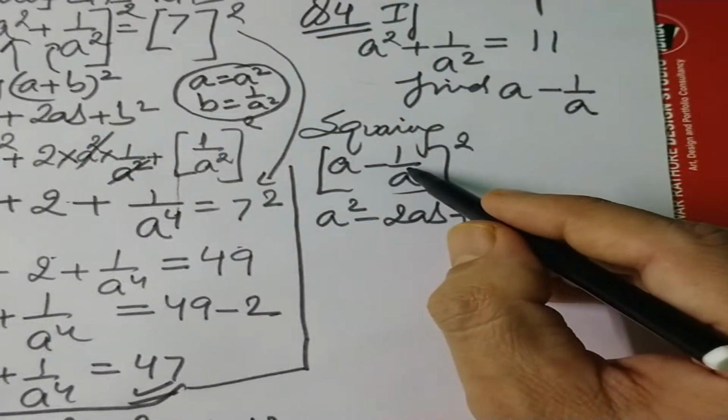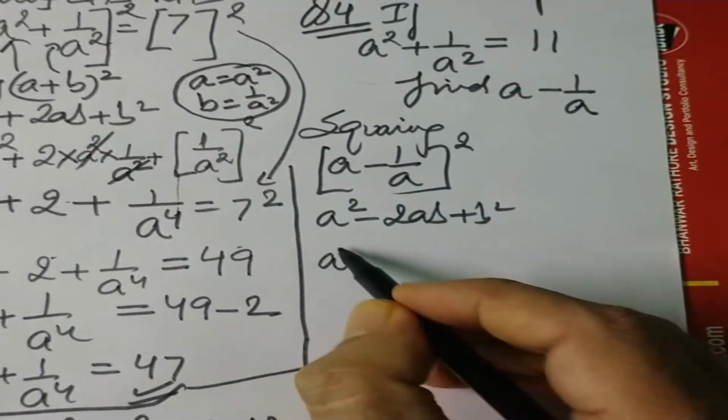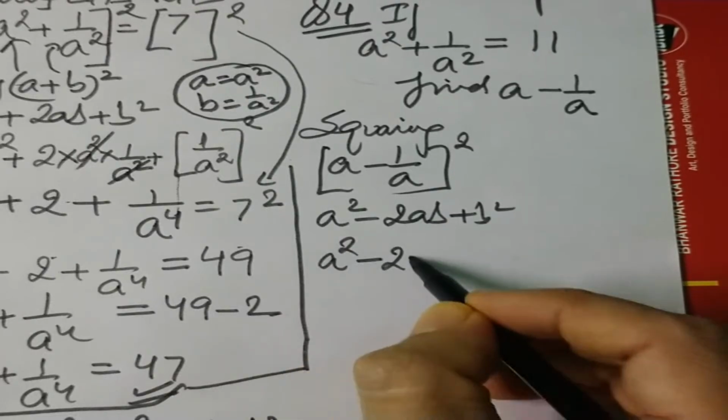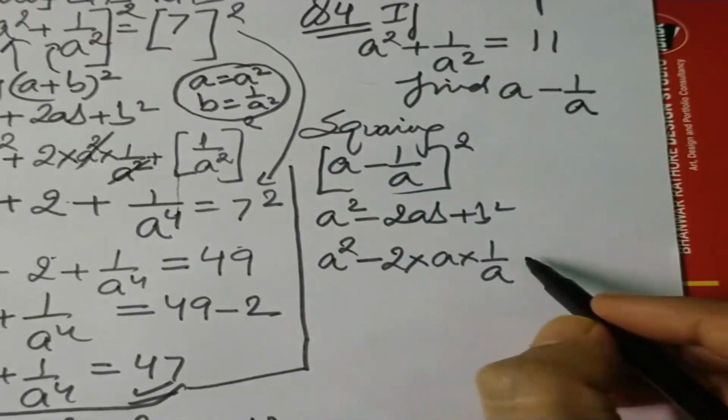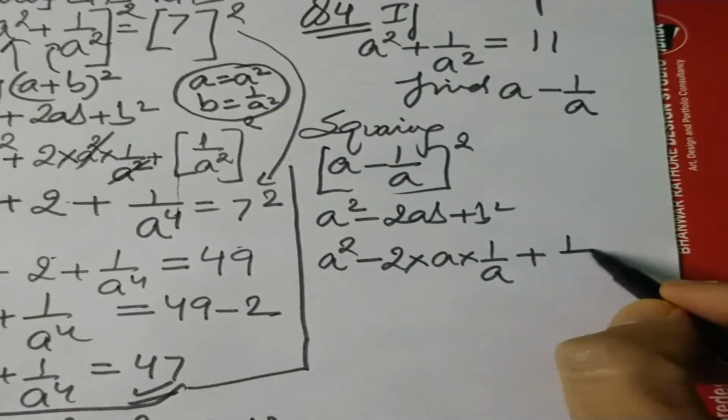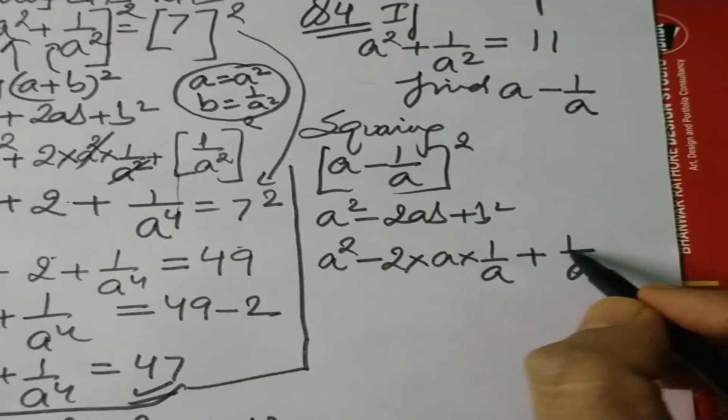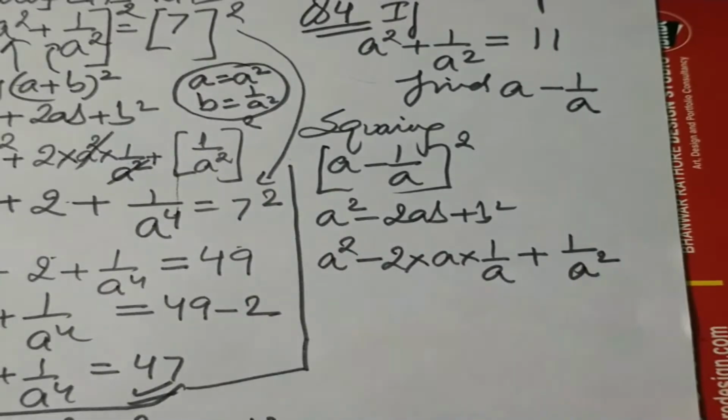A and this is b. So a square will become a square, minus 2ab, and plus b square. So directly I am writing the square.